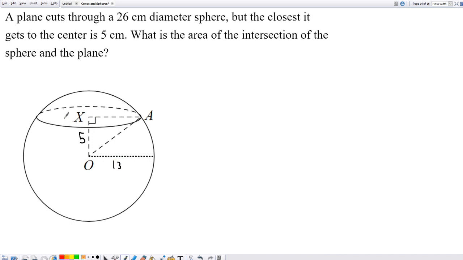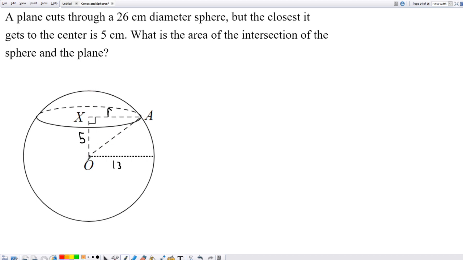So in order to find the area of this intersection or cross section, since it's a circle, the area of a circle is pi r squared, so I need to find out what r is. Well, I know the radius of the sphere is 13.